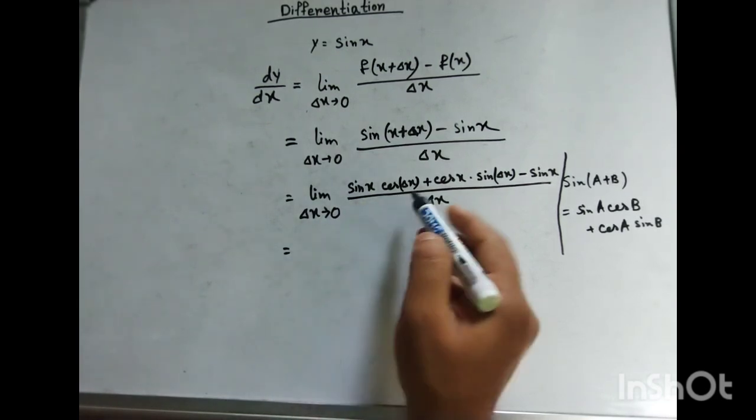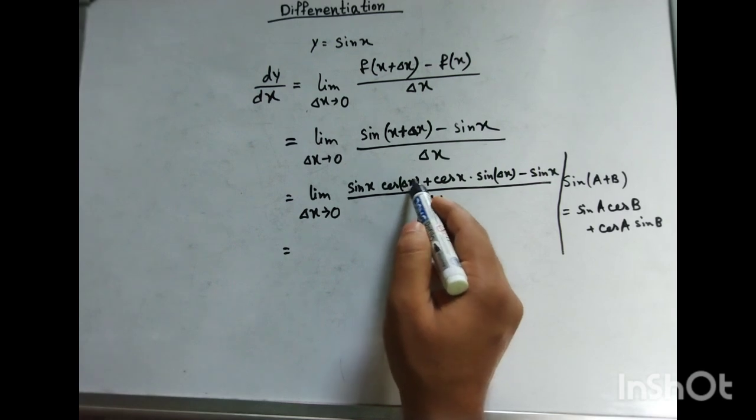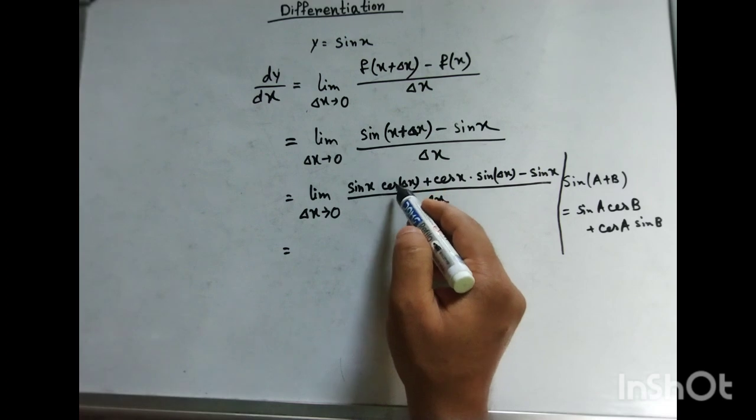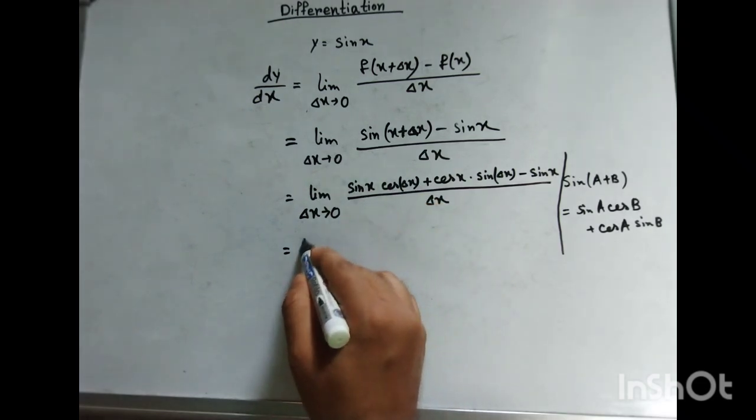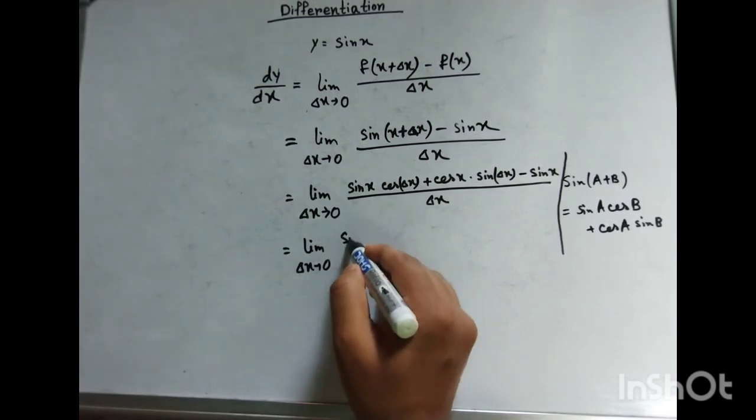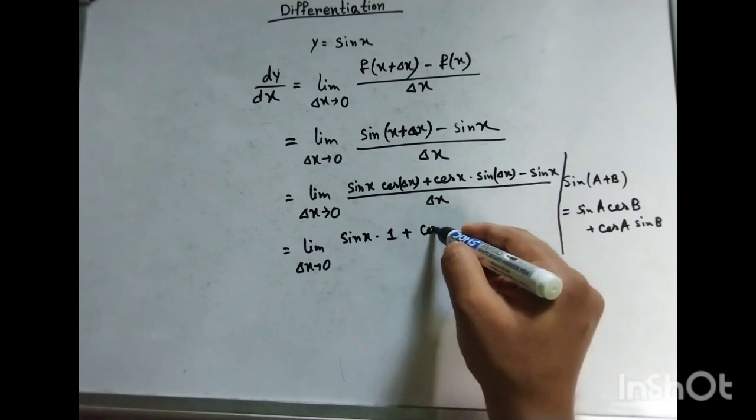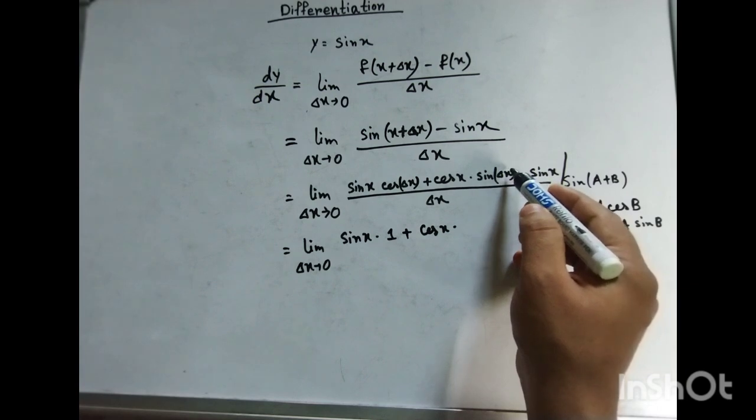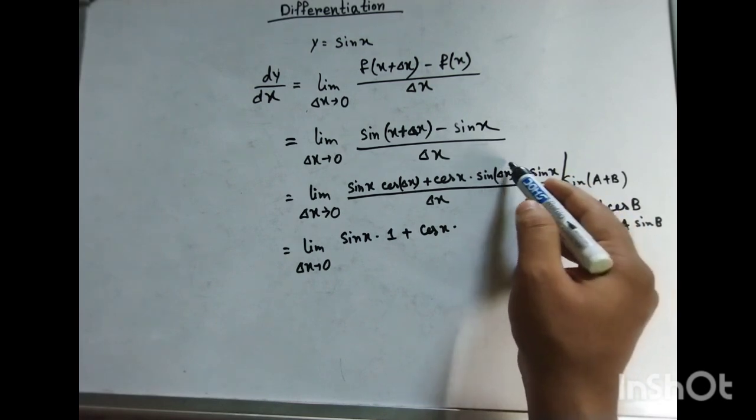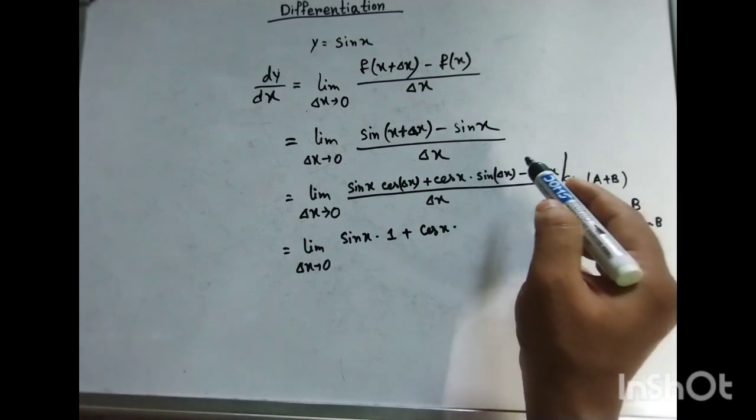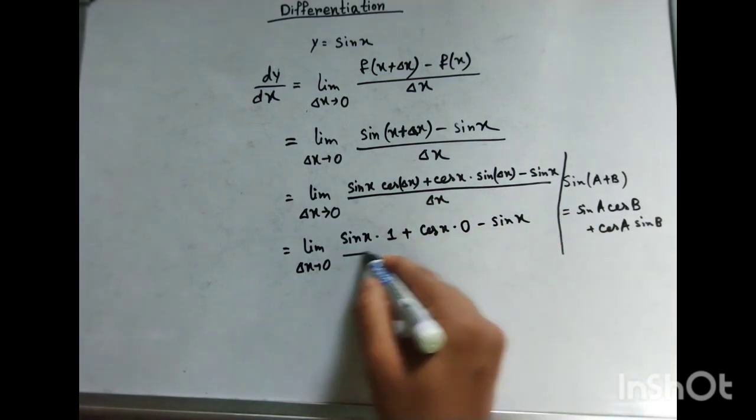So now delta x tends to 0, that means delta x is approaching to 0. We know that cos 0 means 1. So when delta x is very near the value of 0, this cos delta x will also approach 1. So we can write it as limit delta x tends to 0, sin x into 1, plus cos x and sin delta x. Delta x is approaching to 0, so this value is very close to 0, and we know sin 0 is 0, so sine of delta x will also be very close to 0, so we can put 0, minus sin x by delta x.